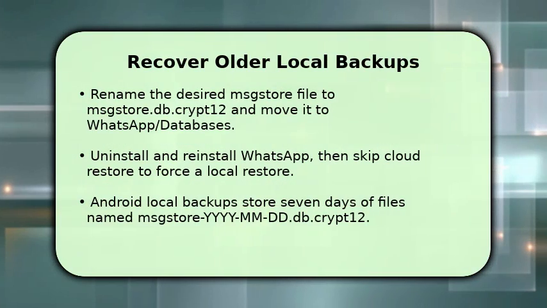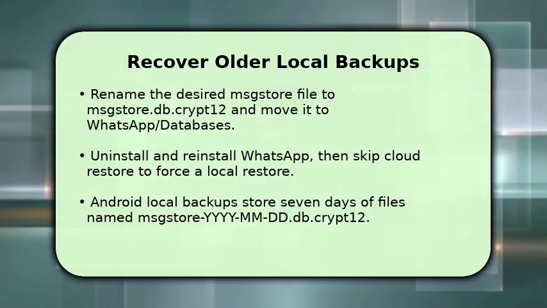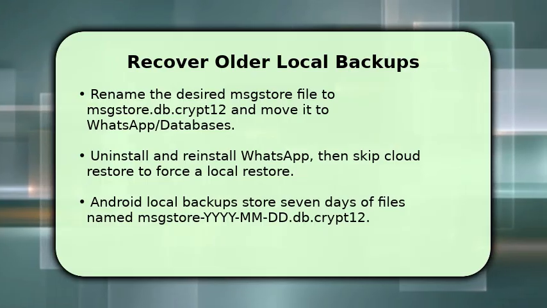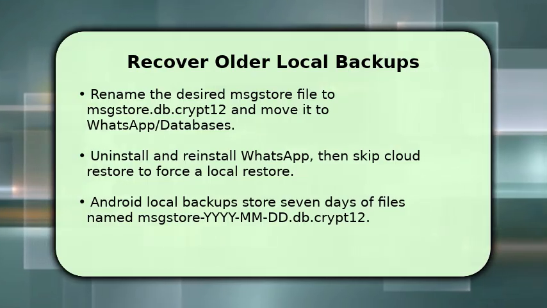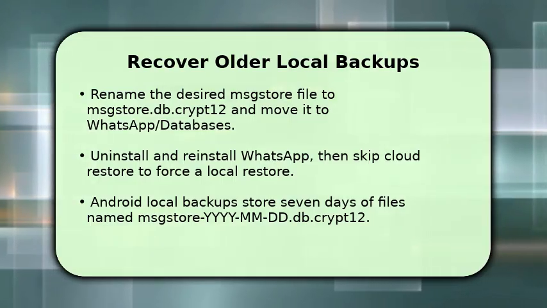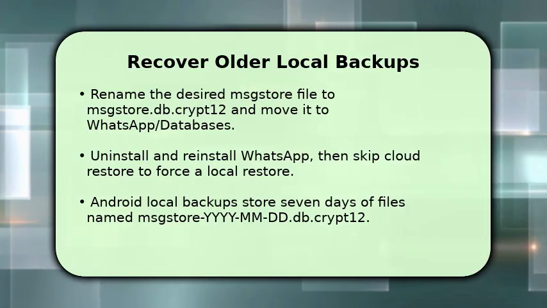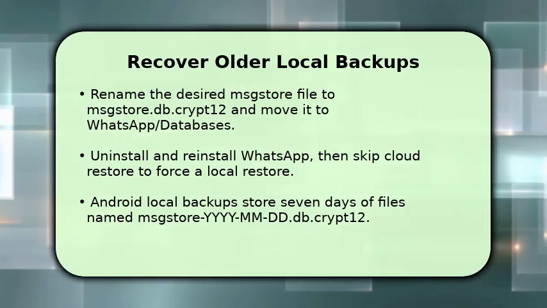For older Android backups, use a file manager to open WhatsApp/databases on your phone or backup. Locate the older file named msgstore-YYYY-MM-DD.db.crypt12 and copy it to your device if necessary. Rename the chosen file exactly to msgstore.db.crypt12 so WhatsApp recognizes it during setup.